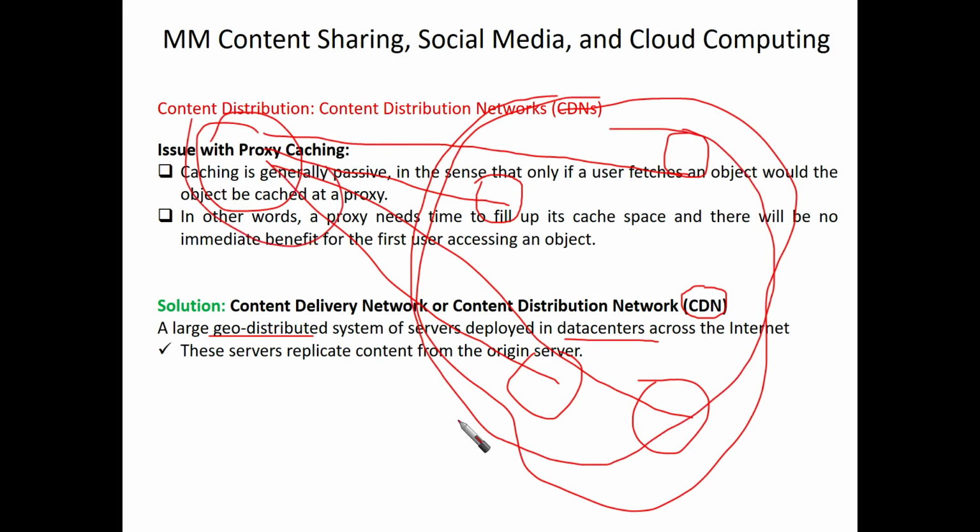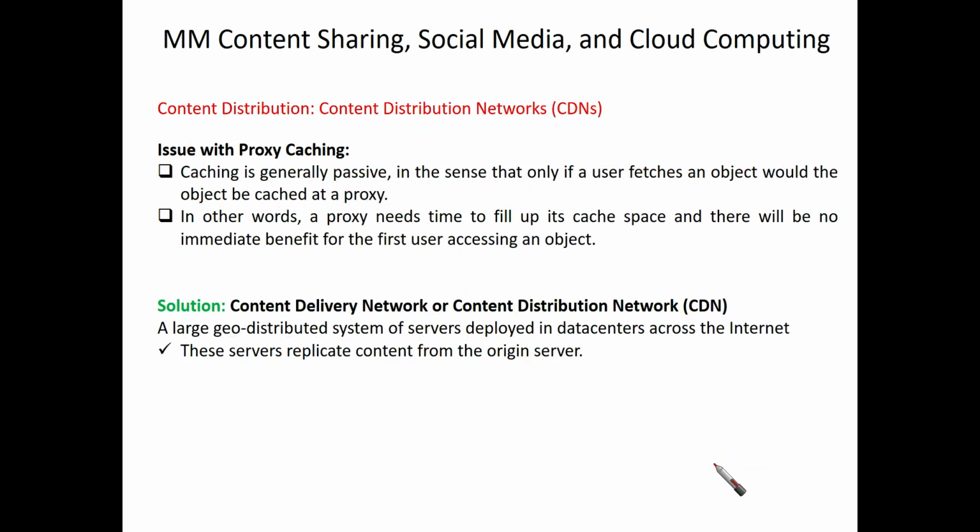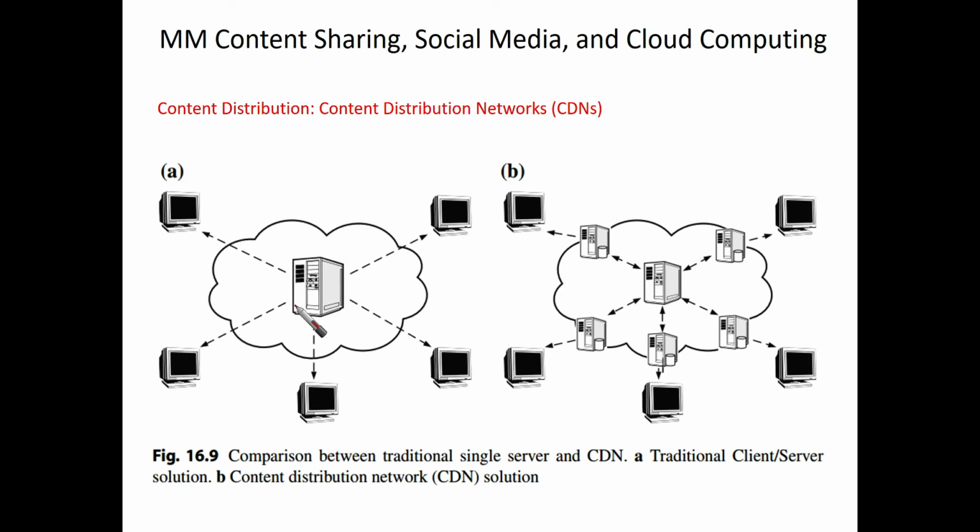Then if our client is here, it accesses the data from this server, the nearest or closest one, this one. So that's the idea, right? This is called the concept of CDN. And this is a conceptual diagram.